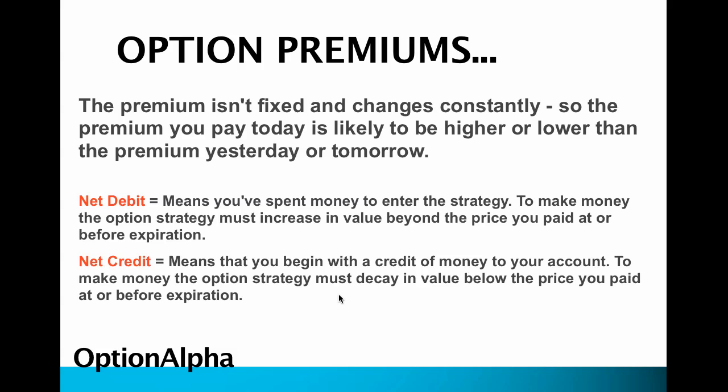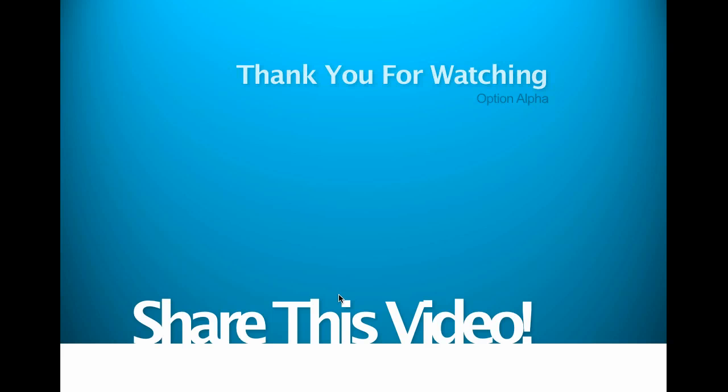So that's really the two big differences between option premiums. There are premiums that you outlay, and those are net debits, and then premiums that you take in, which are net credits. So again, option premiums are very, very simple. They're simply the price that you pay to enter into a contract, or the price that you receive to sell an options contract.